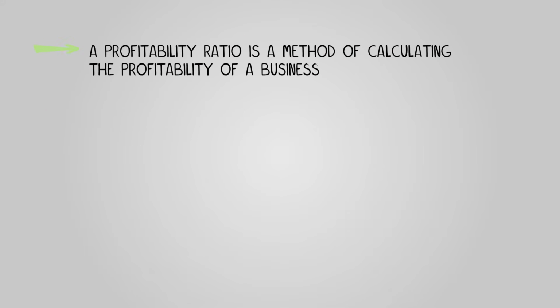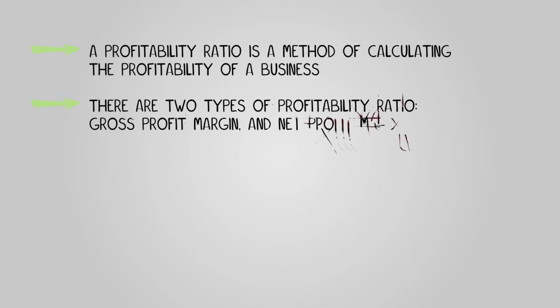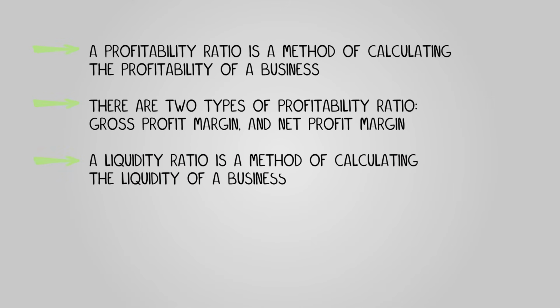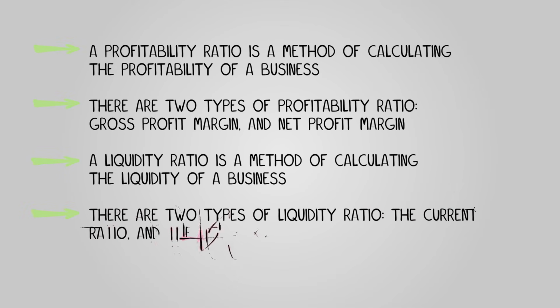A profitability ratio is a method of calculating the profitability of a business. There are two types of profitability ratio: gross profit margin and net profit margin. A liquidity ratio is a method of calculating the liquidity of a business. There are two types of liquidity ratio: the current ratio and the liquid capital ratio.